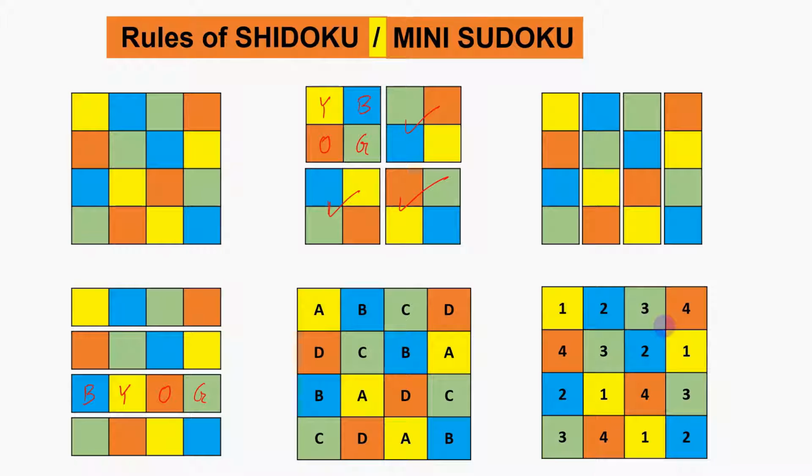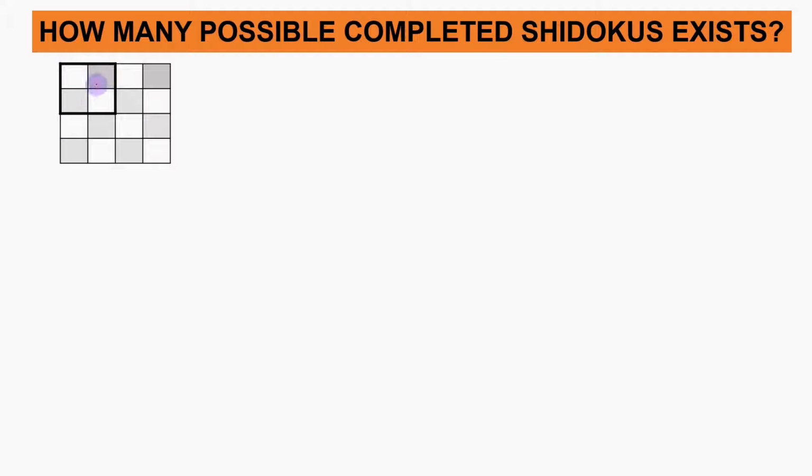Alright, now let's see how many possible Sudokus exist. So how many possible completed Sudokus exist? Now to be able to solve this question, we are going to highlight this smaller square inside the larger square, and we will observe that this place can be filled in 4 ways, this place can be filled in 3 ways, this place can be filled in 2 ways, and this place can be filled in 1 way. So the multiplying factor is 1 into 2 into 3 into 4, and that comes out to be equal to 24.